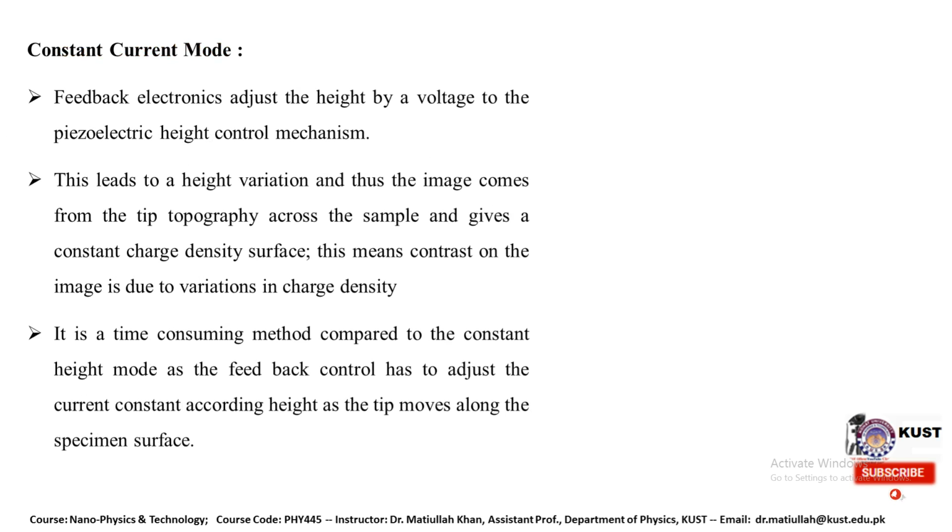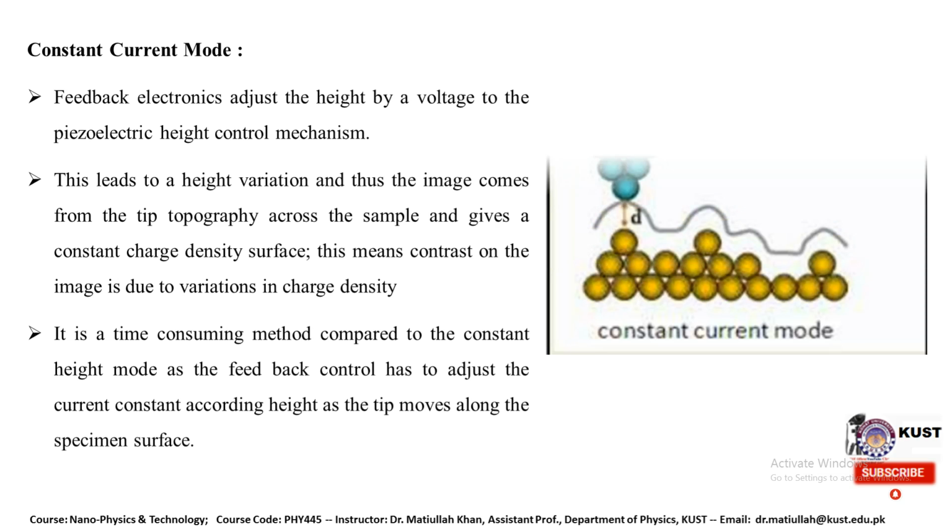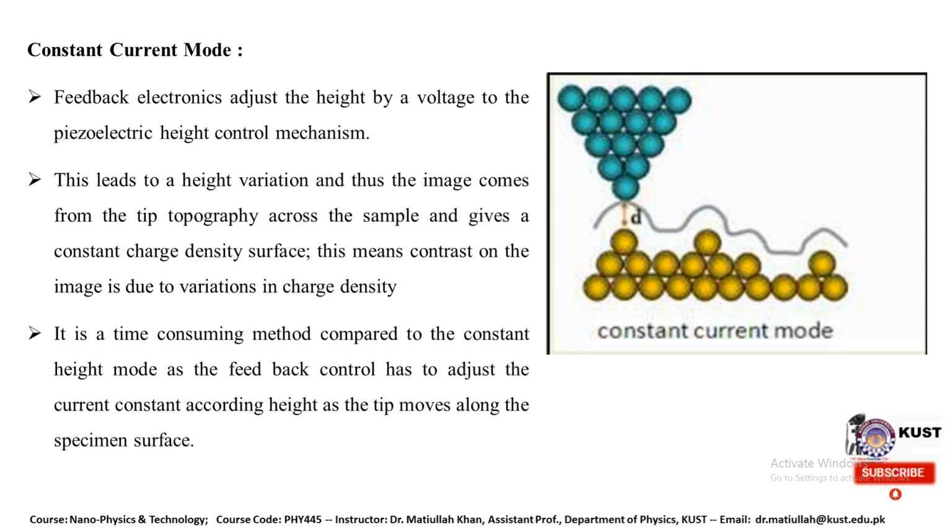The second working mode of the STM is the constant current mode. In this case we keep the current constant, and the feedback electronics adjust the height by applying voltage to the piezoelectric height control mechanism. This leads to a height variation, and thus the image comes from the tip topography across the sample and gives a constant charge density, and this means contrast has been developed in the image due to variation in charge density.